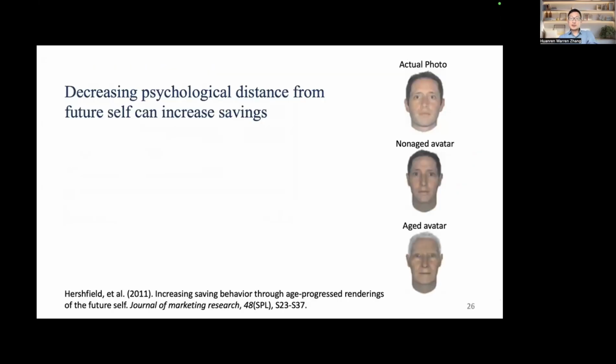So another interesting application of this distance between future self and present self is we can use the imagination, the picturing of your future self, to change people's behavior. And this following study, quite an interesting study, has demonstrated that you can successfully motivate people to save more.